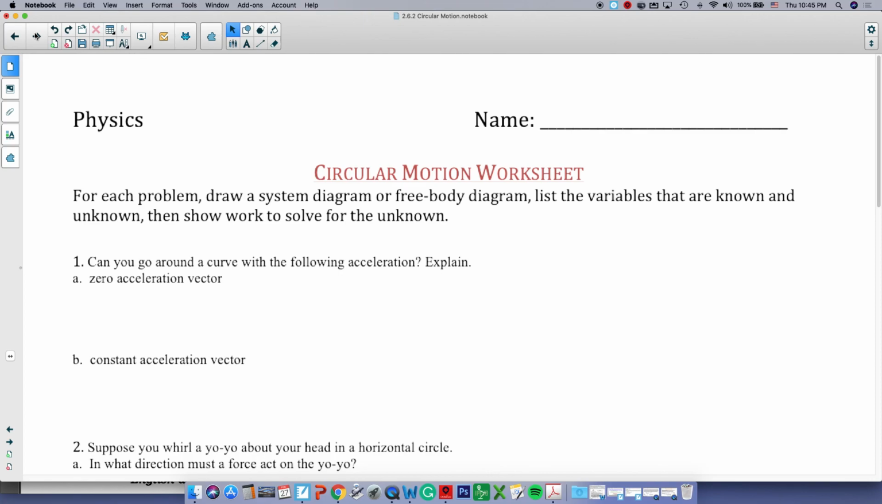All right, so number one, can you go around a curve with the following acceleration? So a zero acceleration vector. Can you go around or go in a circle with a zero acceleration vector? You got to explain. The answer is no, because acceleration is a change in direction. So as you're going in a circular path, you're always changing direction. Okay? Can you have a constant acceleration vector? That is yes, that would be centripetal acceleration.